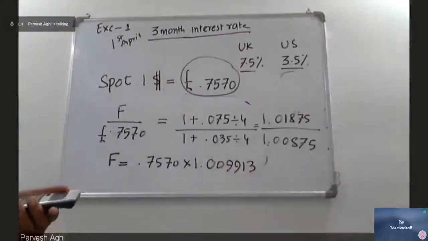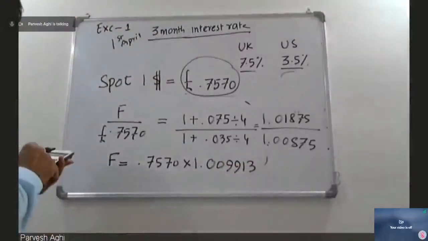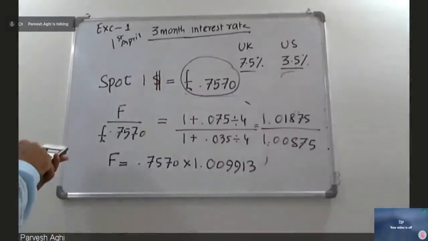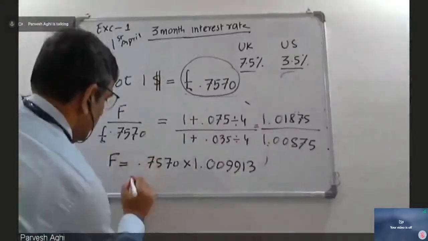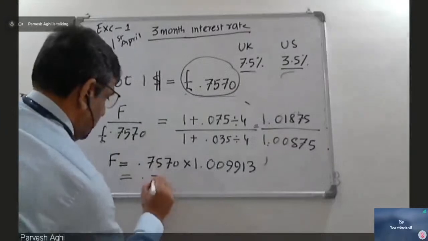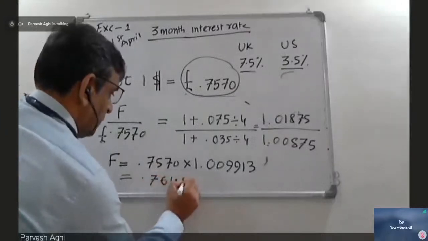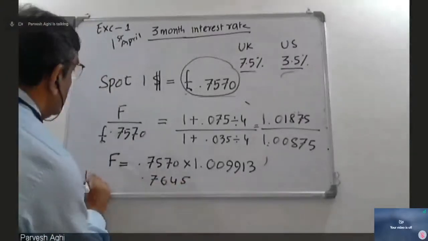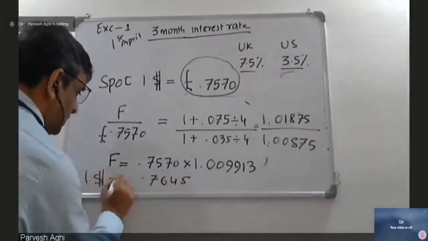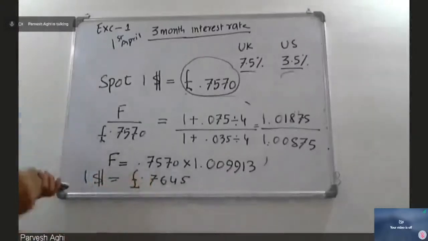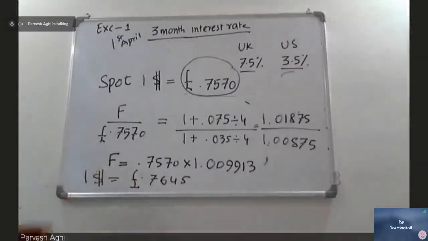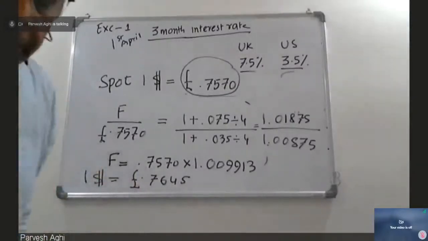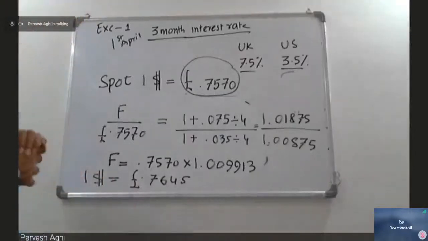So I just multiply this by 0.7570. So the forward rate comes to 0.7645. And this will be $1 is equal to so many pounds. So this is the 6 months forward rate. Just have a look. This is a pretty simple question. Have you all followed?